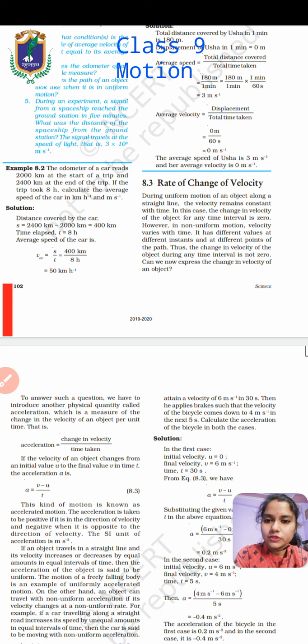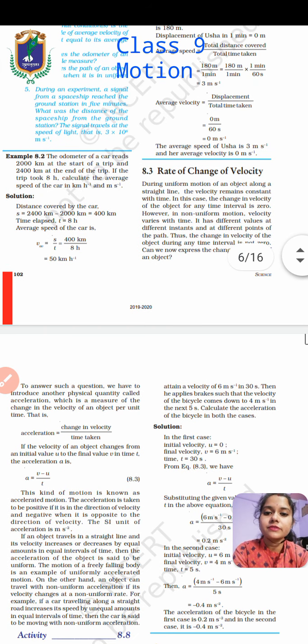For the uniform motion, what will be the velocity? The change in velocity means velocity change is constant, and that means it will be 0. There is no change because in every interval the velocity will be the same, or the speed will be the same.